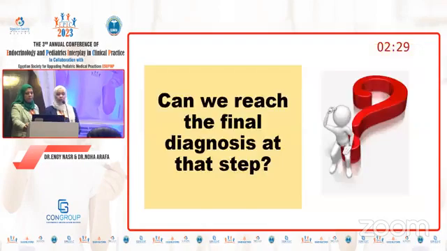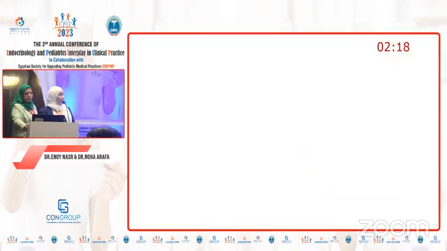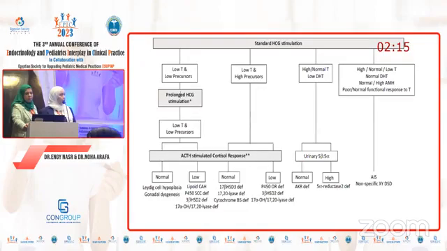So at this point, can we reach a diagnosis? Is this enough for our patient, or are we missing something? Let's get back to the UK guidance of Society of Endocrinology for DSD and revise the algorithm again. We did the standard HCG stimulation test. We are having a low testosterone and low precursor. So the next step is the prolonged HCG stimulation test. And Dr. Noha will give us a hint about the prolonged stimulation test.